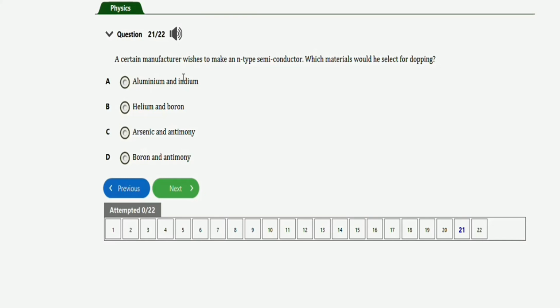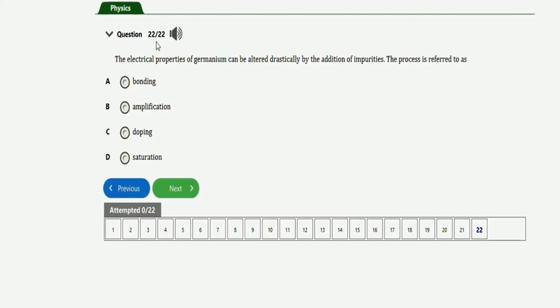A certain manufacturer wishes to make an n-type semiconductor. Which materials would he select for doping? So n-type basically is going to make use of the one that has arsenic, since it's n-type, arsenic and antimony. The right option is option C. Okay, so that is for this question. The next question will be this one.